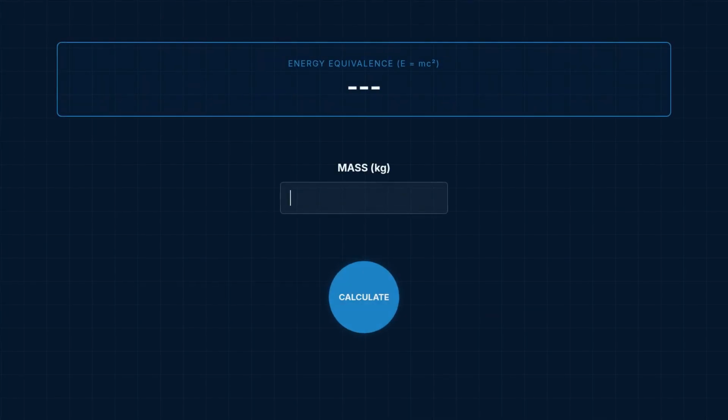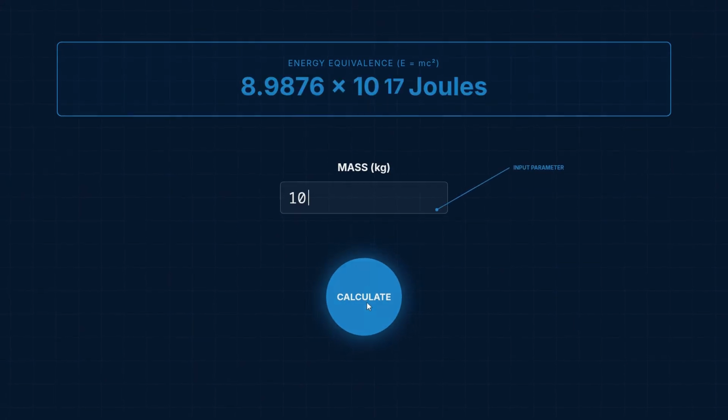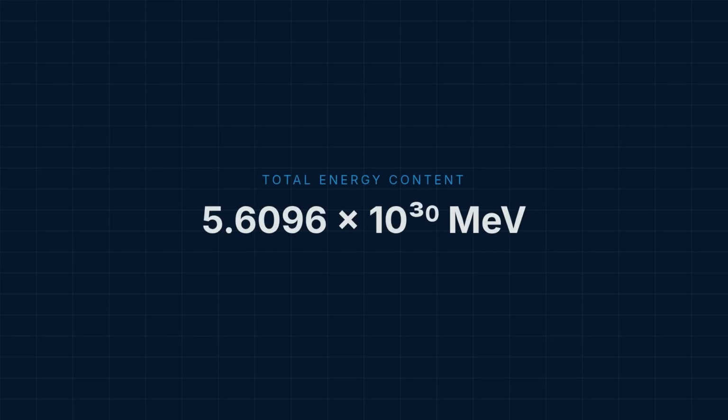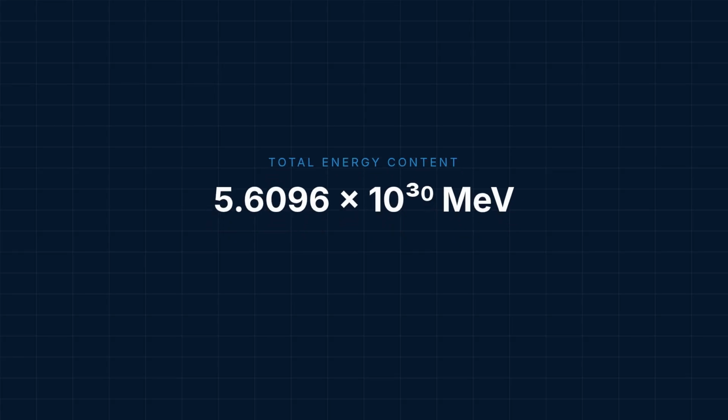For our example, entering a mass of 10 kilograms and clicking calculate gives us a primary result of 8.9876 times 10 to the 17 joules. The alternative units show 5.6096 times 10 to the 30 MeV.